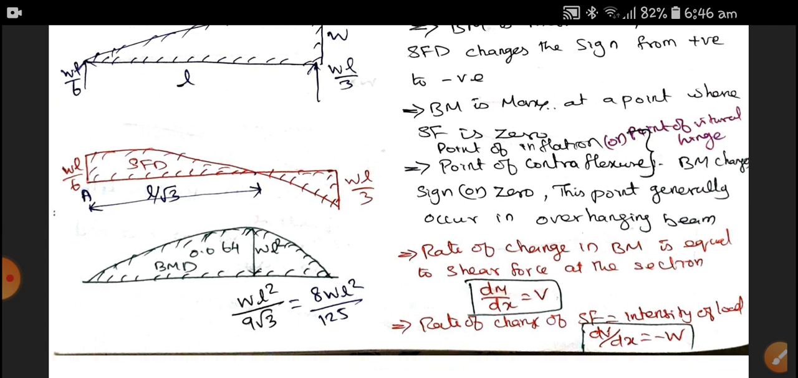Next, the rate of change of bending moment at the section is equal to the shear force at the section. This you have to know. Therefore, dM/dx is equal to V, where V is the shear force and M is the bending moment. The rate of change of shear force is equal to the intensity of the load. Therefore, dV/dx is equal to minus w.